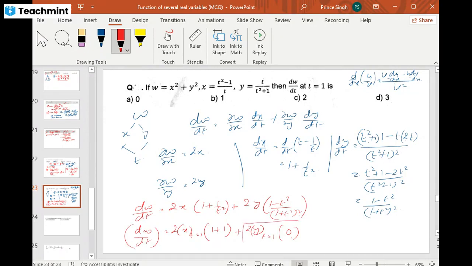So this is 0, which means this whole term is 0. And what about x when t equal to 1? If I put t equal to 1 here, then 1 minus 1, this is also 0. So this is also 0. 0 into 2 plus 0, the answer is 0 only.